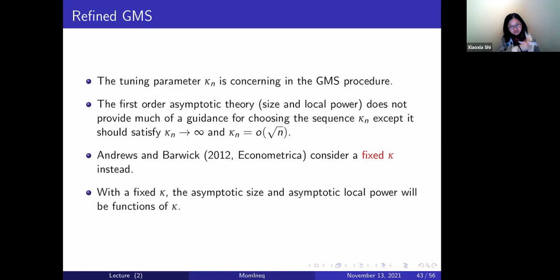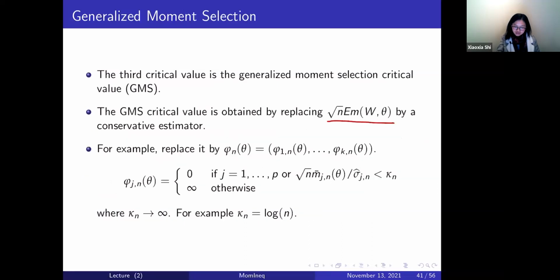So that's the third critical value, but you may have noticed that there is a threshold parameter kappa n that's an input into the GMS function. And that is a tuning parameter.